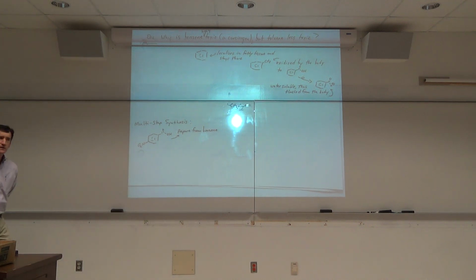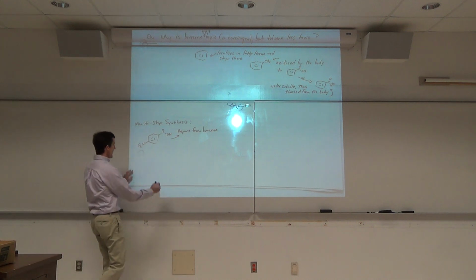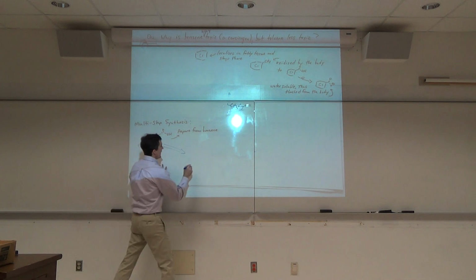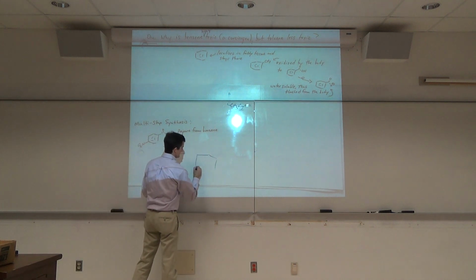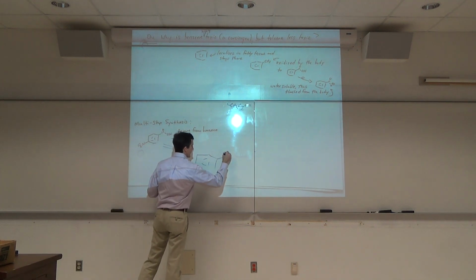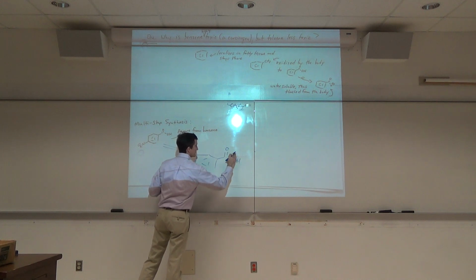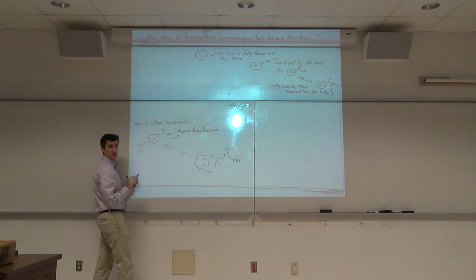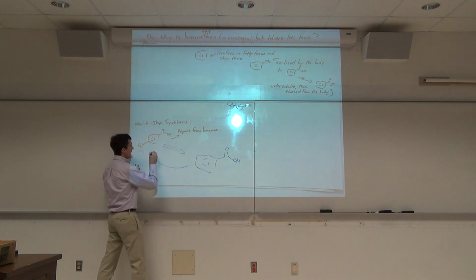Multi-step synthesis we looked at before. We're going to go backwards. Retrosynthetic arrow, we're going backwards. Let's take a group off. Let's take off the nitro group. If I had this, can I make this? Yeah. How would you make that?